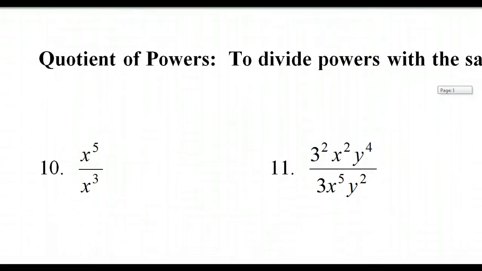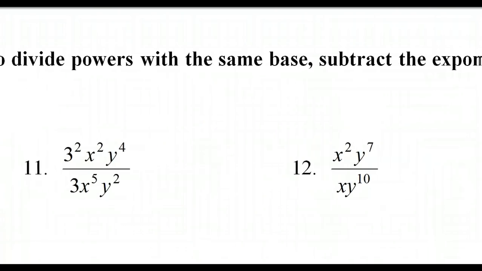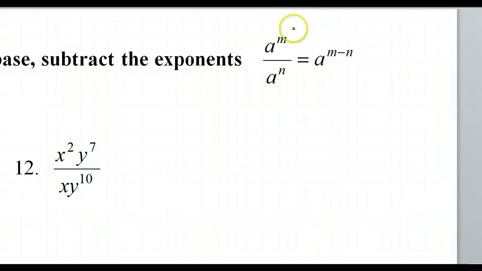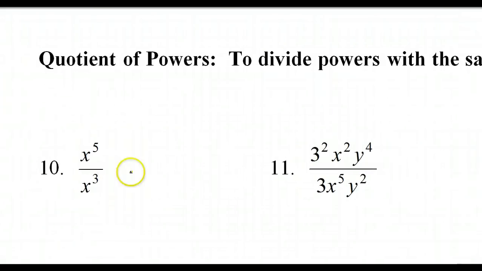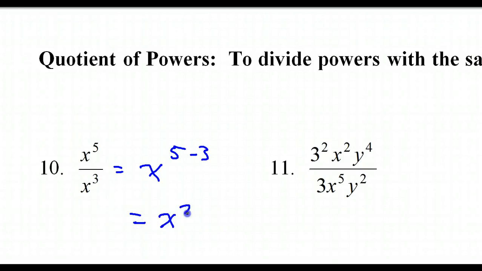Okay, now the last property I want to mention is the quotient of powers. Now, quotient means division. And it turns out that if you have the same base like this and you're dividing, you can simplify by subtracting the numerator exponent minus the denominator's exponent. Okay, so just like this. So looking at problem number 10, this would be the same thing as having x to the 5 minus 3 power. Okay, but that's going to give me x squared. So that is going to be my final answer.